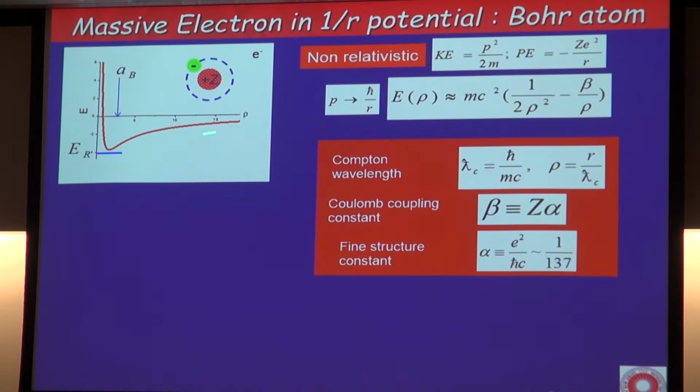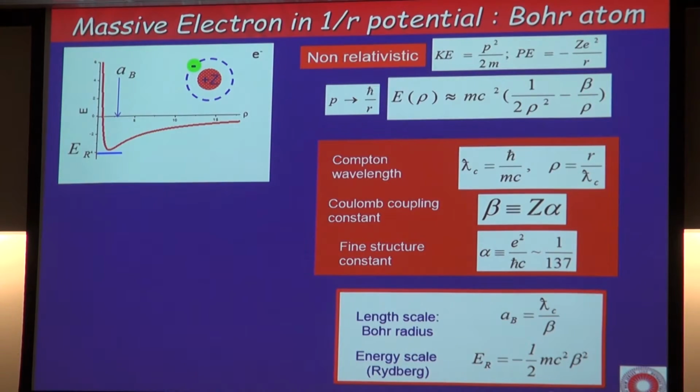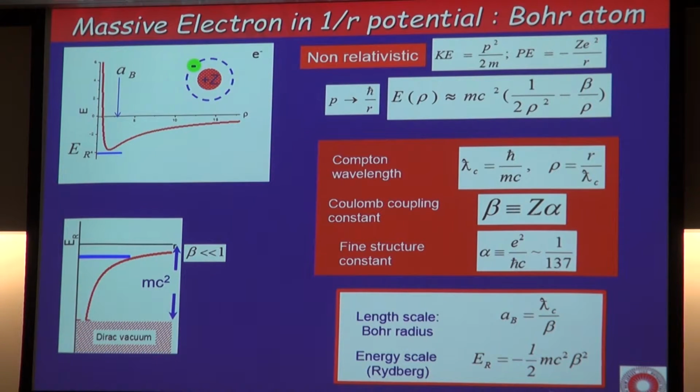And of course, that gives you a minimum, which defines the characteristic energy and the characteristic length scale, which is the Bohr radius, which is just the Compton wavelength divided by beta, and the Rydberg energy, which I just mentioned, 1/2 mc squared times beta squared. So then you get to this nice Rydberg series that we all know and love. When beta is much smaller than 1, this is all very accurate, and it works very well. It's a good approximation to the problem.